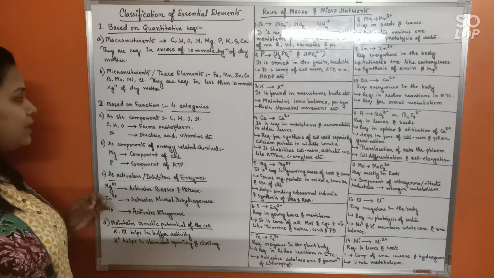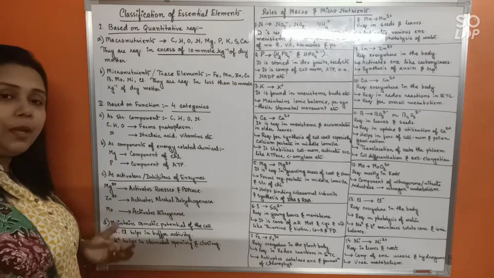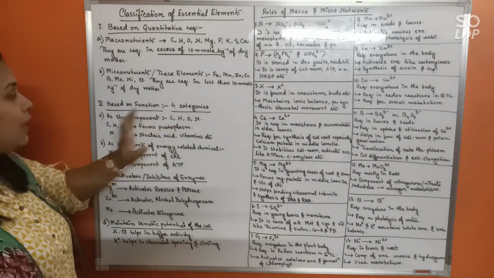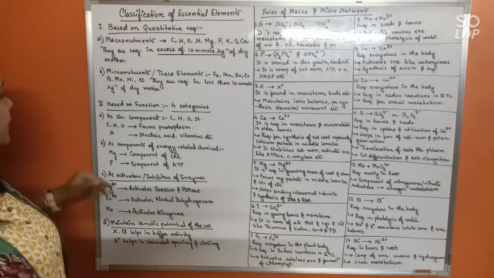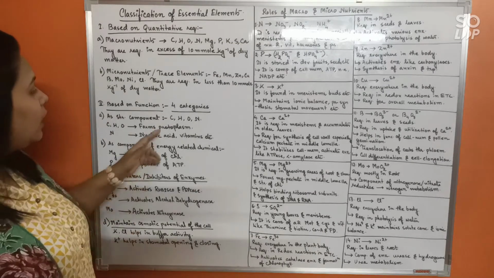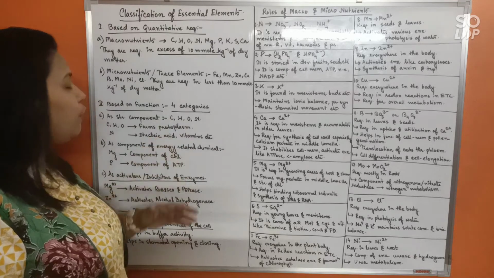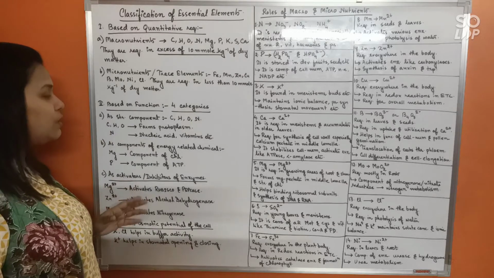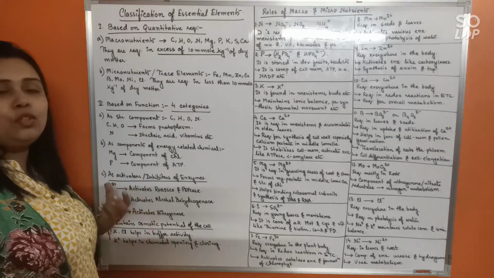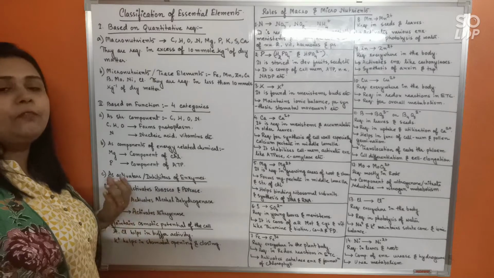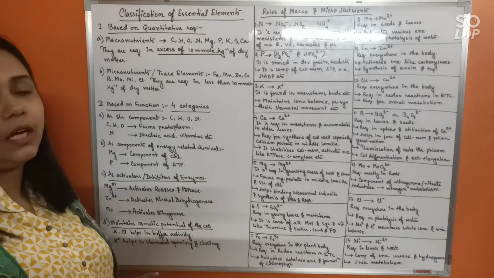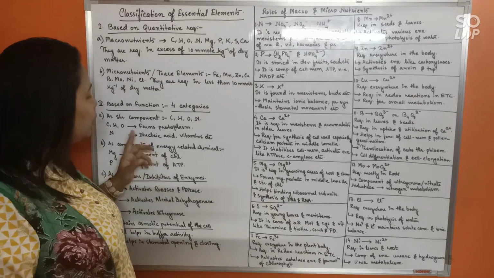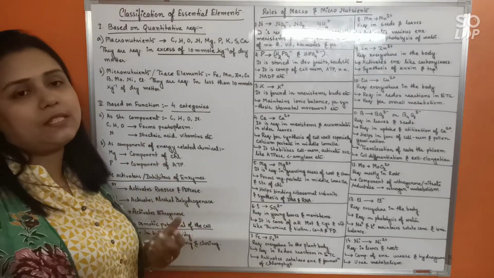Now, the next category is based on function. Based on the essential role that the elements play in the plant body, we can categorize them into 4 categories. First is structural component. Carbon, hydrogen, oxygen and nitrogen, these 4 are the structural components. Carbon, hydrogen and oxygen form the protoplasm. 94% of the total dry matter of the plant body is made up of carbon, hydrogen and oxygen. Nitrogen forms the essential component of nucleic acids, vitamins, hormones, proteins, etc.